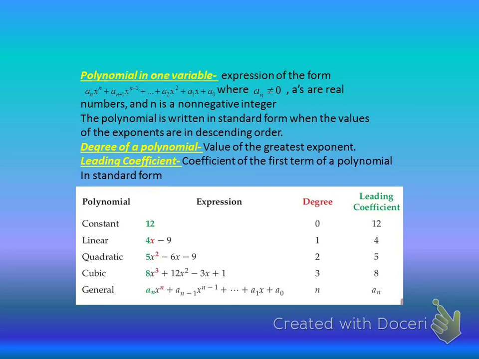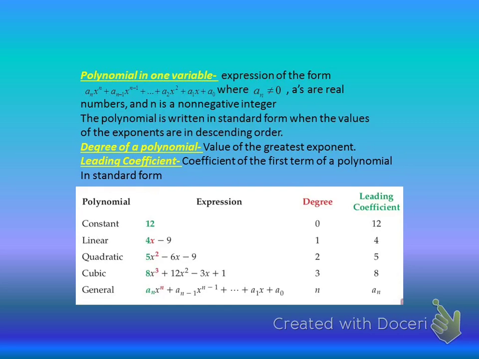The other two definitions up there are very, very important. Not so much for today, a little bit, like we're going to do it just a little bit, but definitely important the next time I see you. The degree of a polynomial is the value of the greatest exponent. And then the leading coefficient is the coefficient of the first term of a polynomial in standard form. So those two definitions are two talking points of any polynomial.